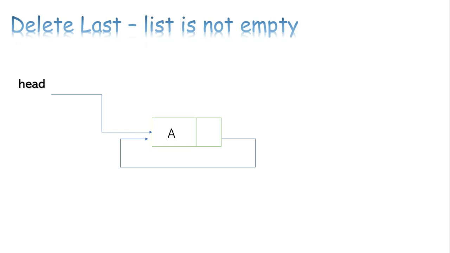Another situation when you wish to delete a node from a circular singly linked list is when your list is not empty. When your list is not empty, the first situation may look like this. Your list only consists of one node.